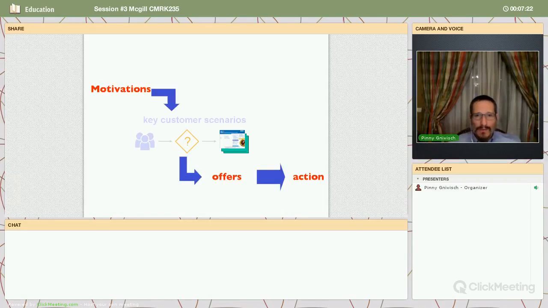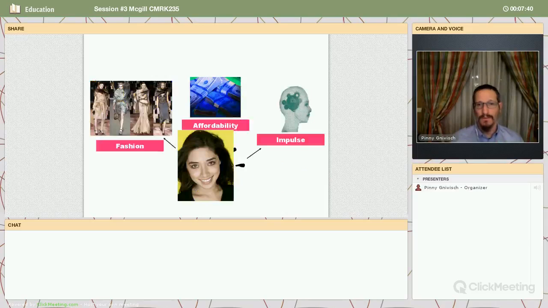So when you think about the personas, you need to think about what their motivations are, and then create that scenario on the website. Give them the offers that are necessary to get them to act, and then action. They need to do what you want. So when we think about Sarah, things that motivate her are fashion. She's very fashion oriented. She reads InStyle. She reads Harper's Bazaar. There's a lot of aspiration there.